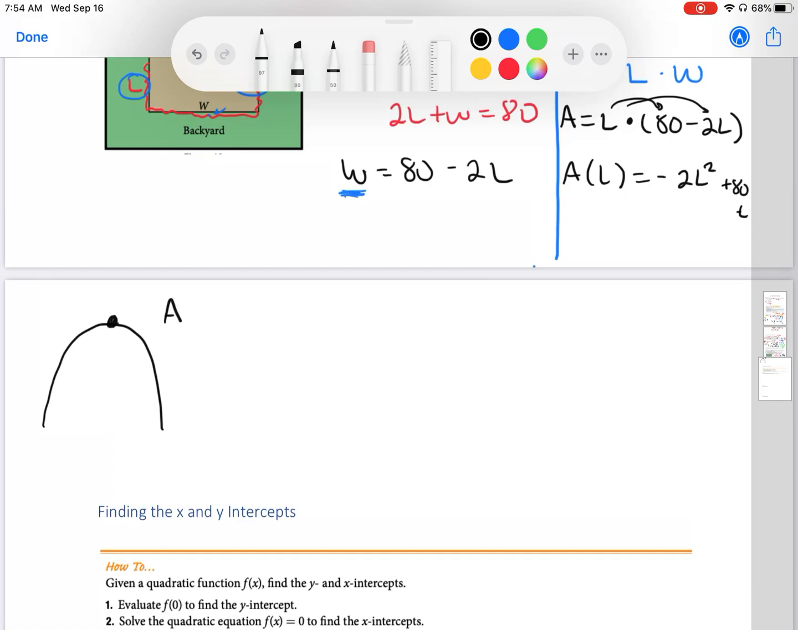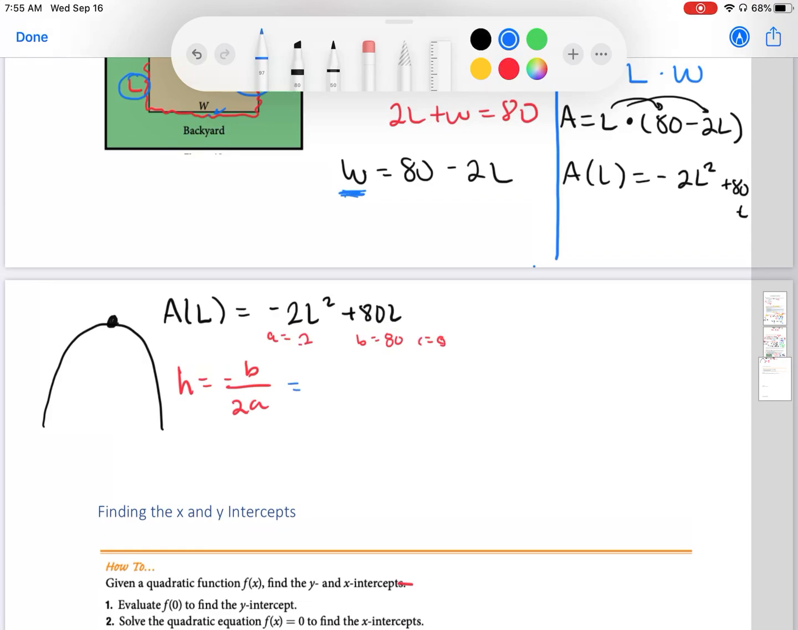So again, our formula is A of L, why do I keep writing T, is equal to negative 2L squared plus 80L. We want to find our vertex. So the H is found by negative B over 2A. All right, my A is negative 2, and my B is 80, and I don't have a C. So my C is 0.